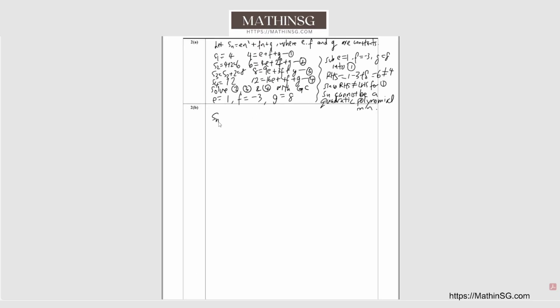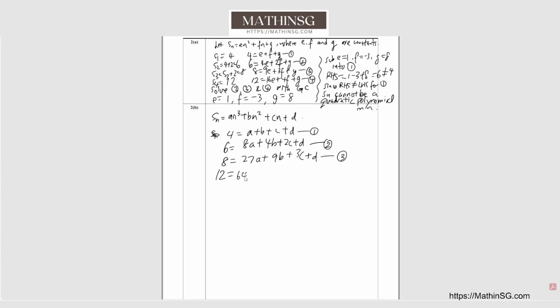So now we have Sn equals an cubed plus bn squared plus cn plus d. We know S1 is 4, right? So 4 equals, substituting n equals 1, a plus b plus c plus d. Then do the same for your S2, S3, and S4. So you have 6 equals 8a plus 4b plus 2c plus d, then 8 equals 27a plus 9b plus 3c plus d, and then 12 equals 64a plus 16b plus 4c plus d.